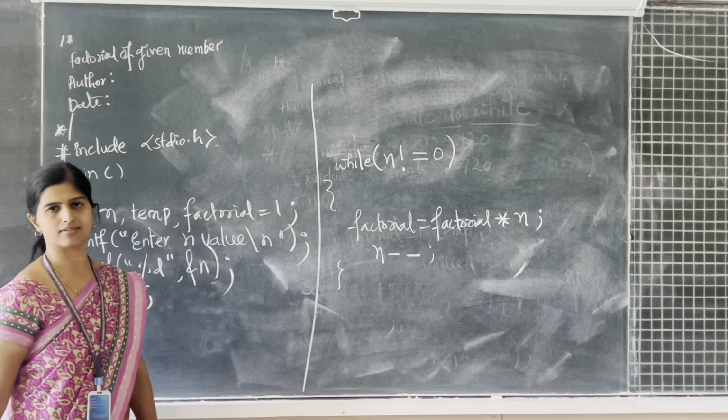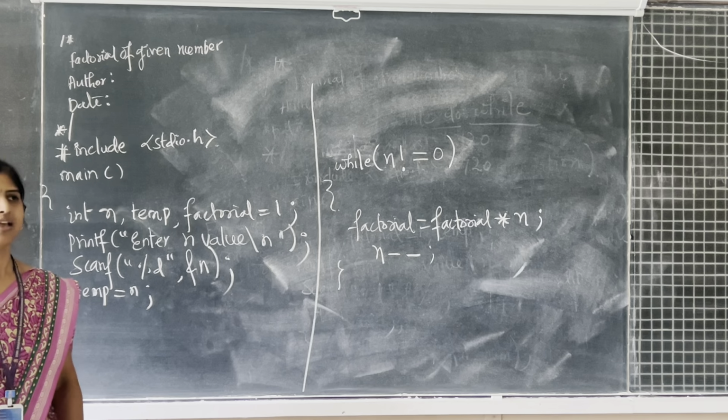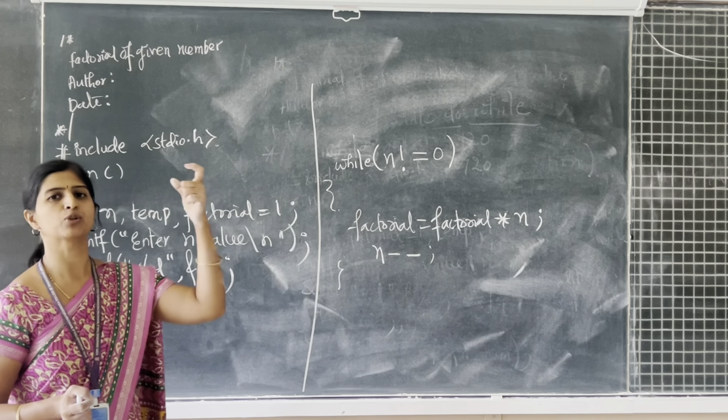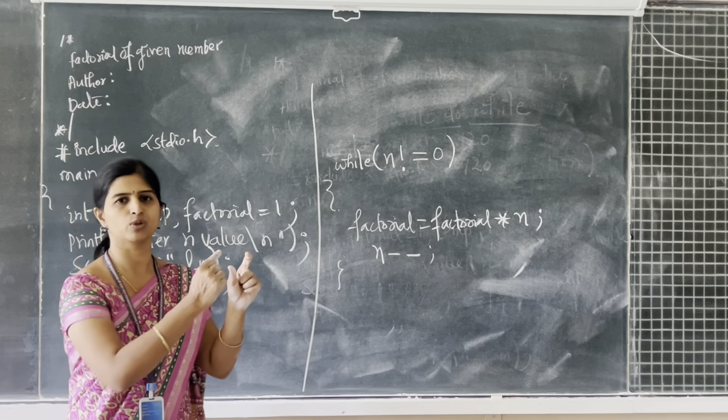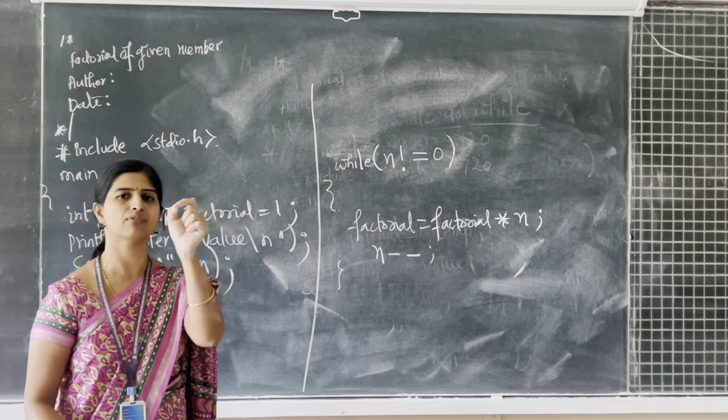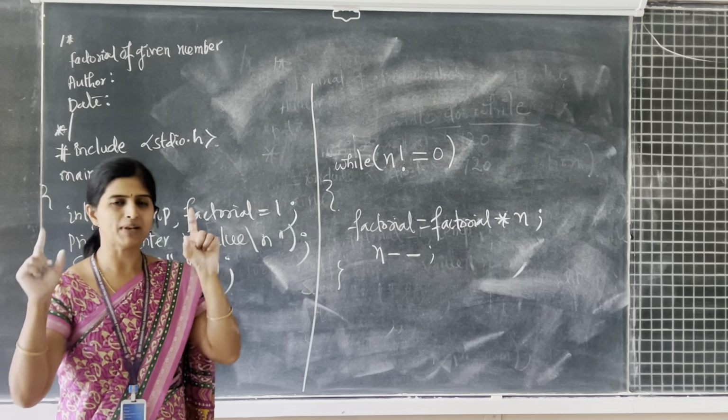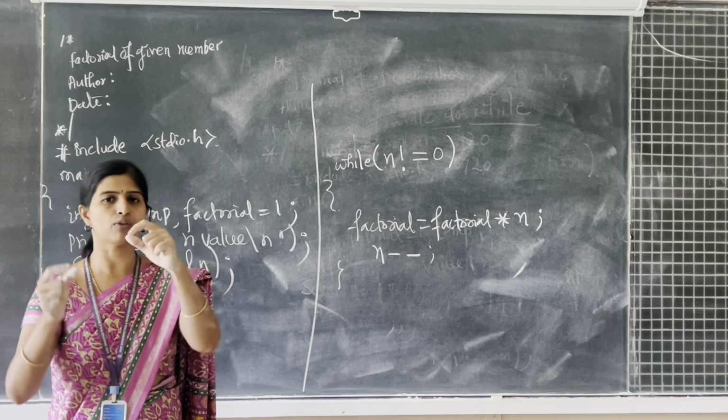Once I am done with this, I need to display its value to the user. So the format is going to be like this. Factorial of 5 is 120. Factorial of 6 is 720. Factorial of 3 is 6. And so on. So please focus. What is constant? The words 'Factorial of' are constant.